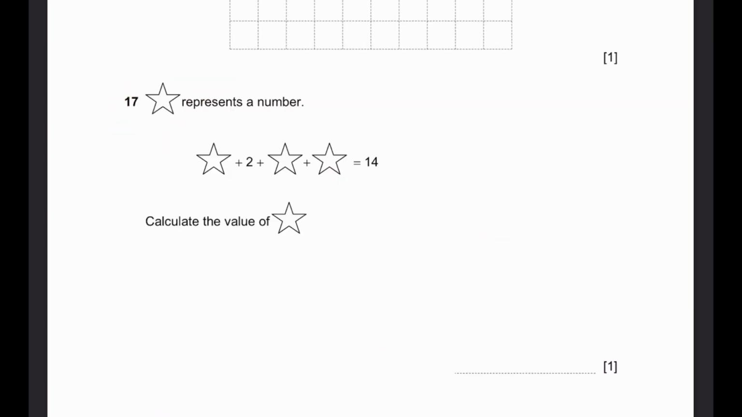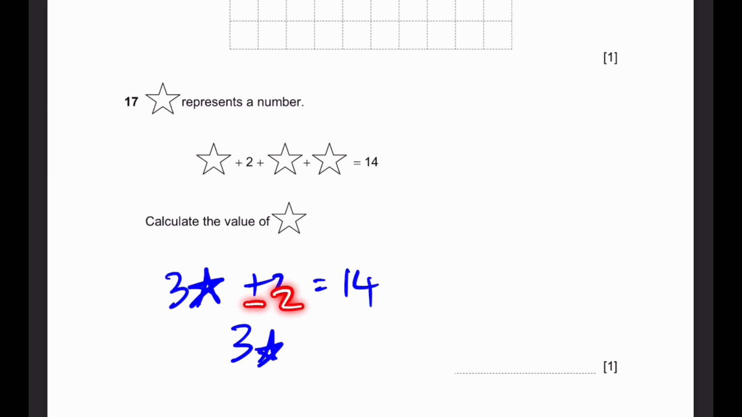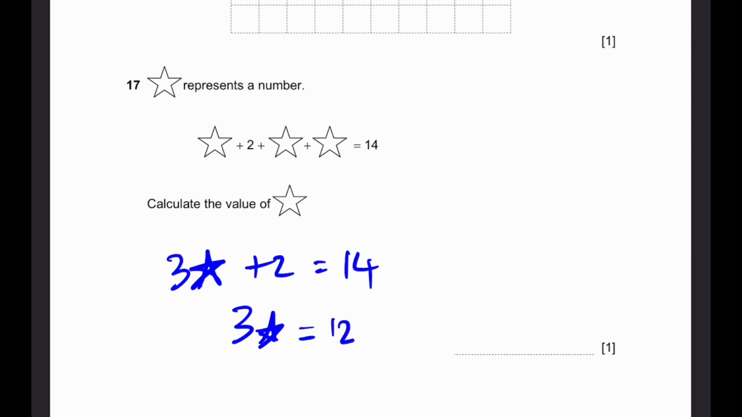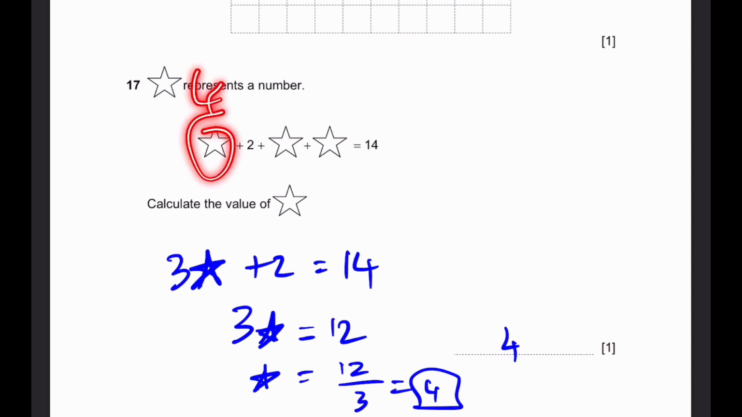Let's go to question 17. Star represents a number. Star plus 2 plus 2 stars equals 14. Calculate the value of star. So 3 stars, when we add them up, give 3 times the value of star. So 3 star plus 2 equals 14. That means we simply subtract 2 from both sides to get 3 star equals 12. And that means star is going to be 12 by 3, which is 4. That's our answer. If you want to check, just substitute the value star equals 4 into this equation. 4 plus 2 plus 4 plus 4 is indeed equal to 14. That's correct.